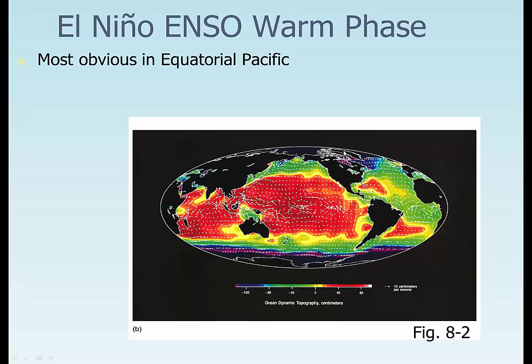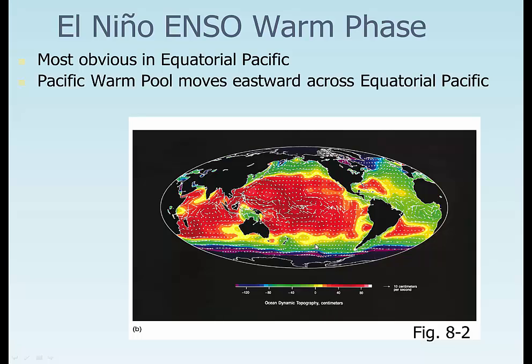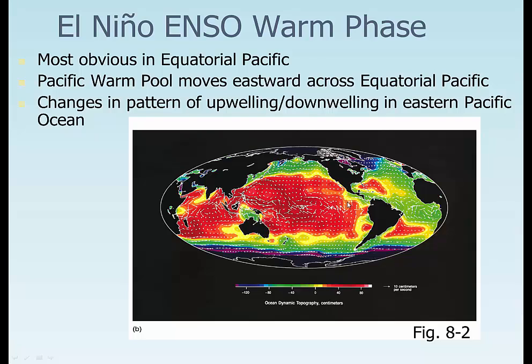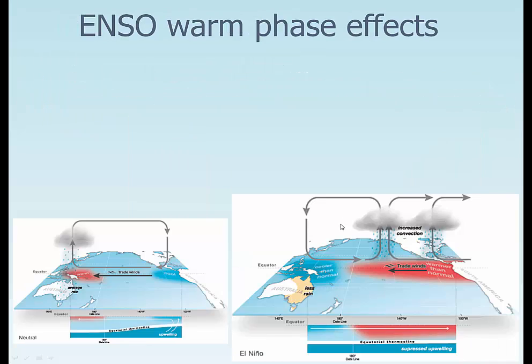Most obvious, it's in the Equatorial Pacific. It actually happens right along here. It does affect the Indian Ocean as well, and you'll see that if you watch that video on the Australian meteorological events. A warm pool of water moves eastward across the Pacific, runs into the Americas. It changes the pattern of upwelling and downwelling. The upwelling ceases, and we actually get what's called downwelling, which is not good because, again, that's depleted oxygen, depleted nutrients running into the Americas here, which shuts down the food web.